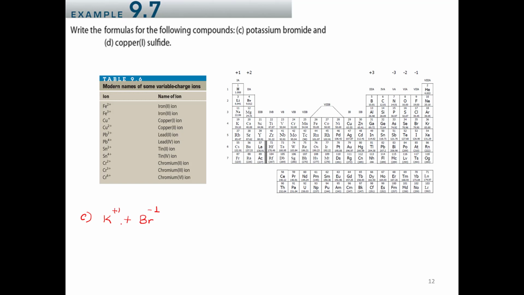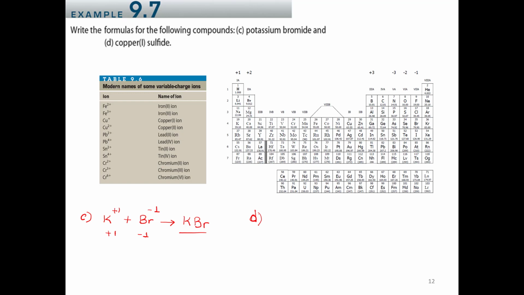Now we need to check if we have a neutral compound. On this side we have +1, on the other side we have -1. Then we have a neutral compound, so we will write first the symbol of the metal and then the symbol of the non-metal. And this is the formula for potassium bromide. Let's see part D.